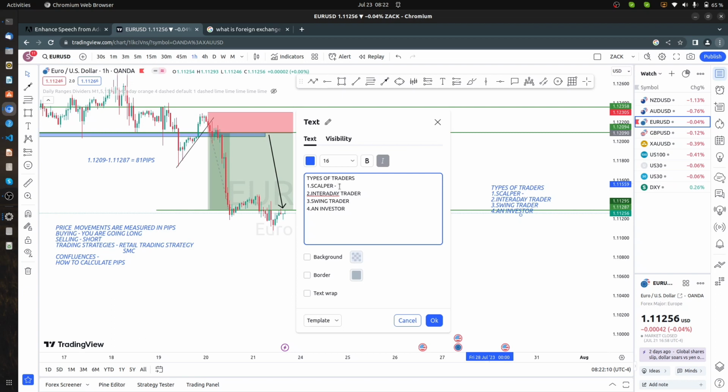So for a scalper, this is just, as we've said, a trader that trades within short time frames, smaller time frames.